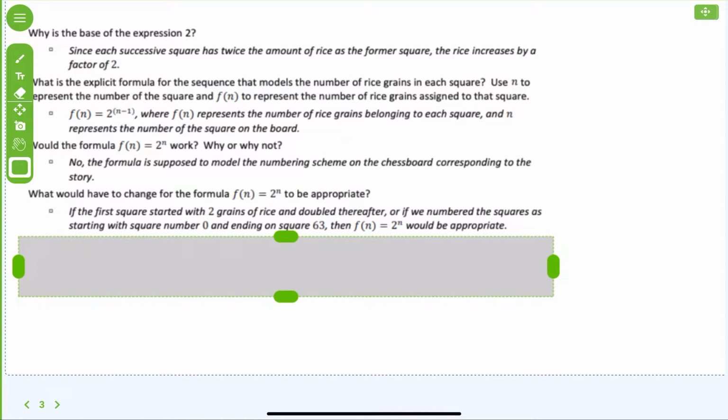Okay, so it says if the first square started with 2 grains of rice and doubled thereafter, or if we numbered the squares as starting with the square number 0 and ending on the square 63, then f of n is equal to 2^n would be appropriate. Well, why is that?